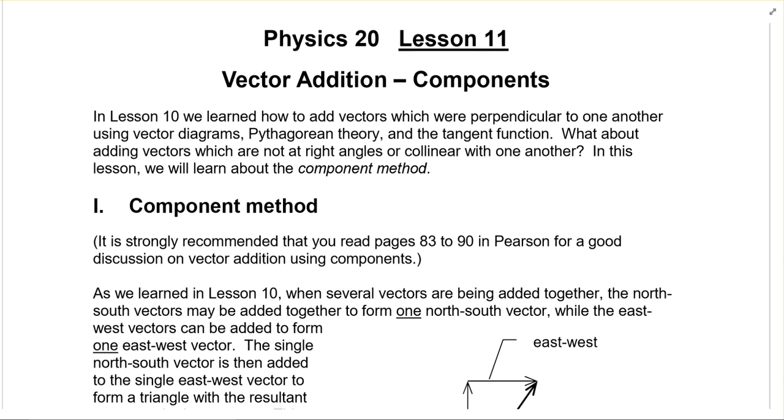Lesson 11, Vector Addition with Components. All right, so in Lesson 10, we were dealing with vectors, one's going that way and one's going this way, and then we figured out that the resultant vector was something like that.